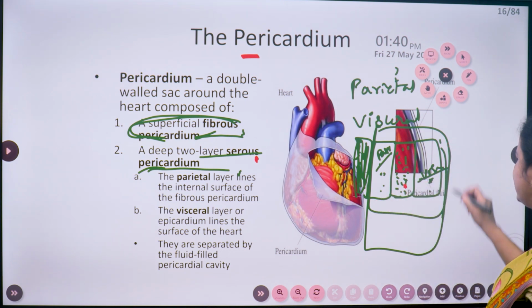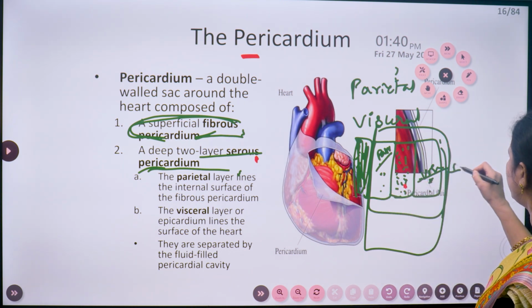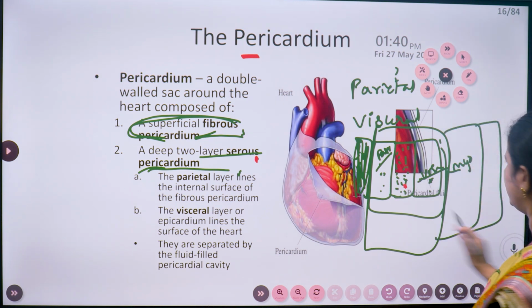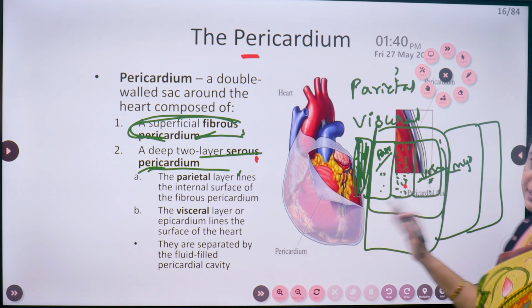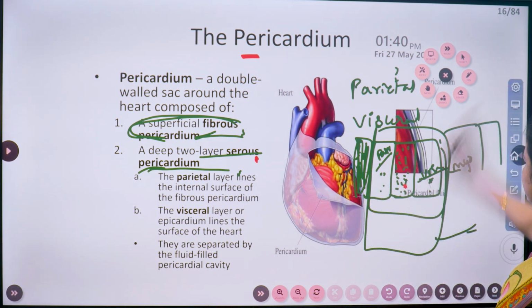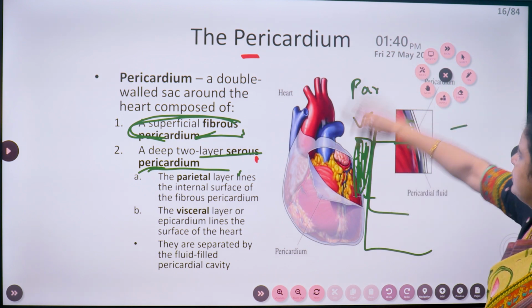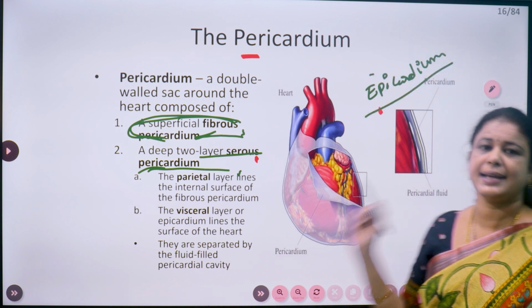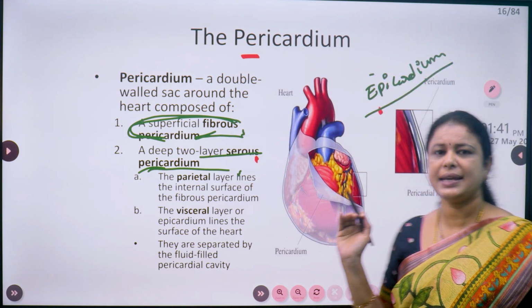After this layer we have myocardium, and after this we have myocardium and endocardium. So these are the complete covering layers of the heart. We can call the visceral layer of the heart the epicardium.